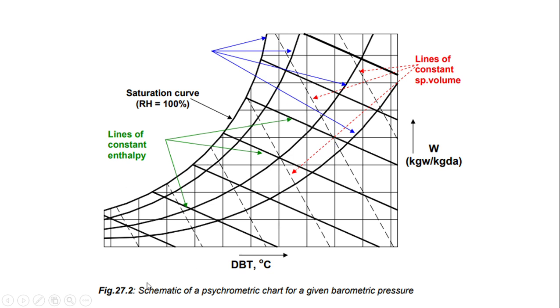This line we call the dry bulb temperature, and this curved line is the relative humidity. Then this slanting line we call the line of constant enthalpy value. Then this dotted line is a line of constant specific volume. So this psychrometric chart gives the entire thermodynamic properties of the moist air.